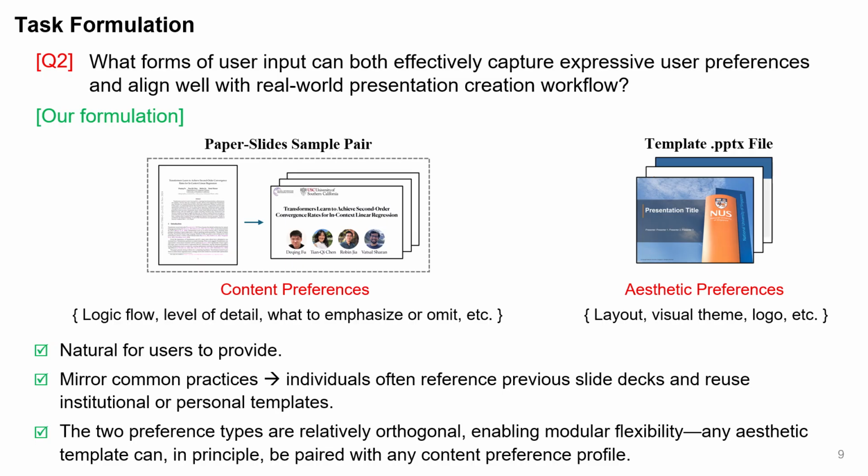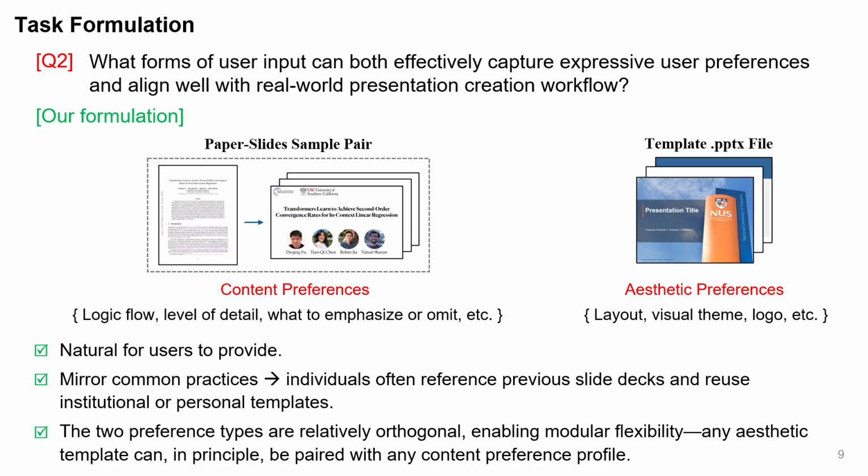The system takes a paper slide sample pair that captures the content preferences and a .pptx slide template that captures aesthetic preferences such as layout, visual theme, logo, and so on. These inputs are natural for users to provide and align with common practices, while individuals often reference previous slide decks and reuse institutional or personal templates. Moreover, the two preference types are relatively orthogonal, enabling modular flexibility. In principle, any aesthetic template can be paired with any content preference profile.